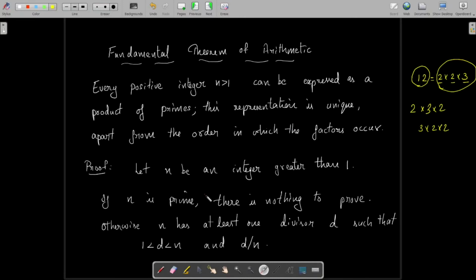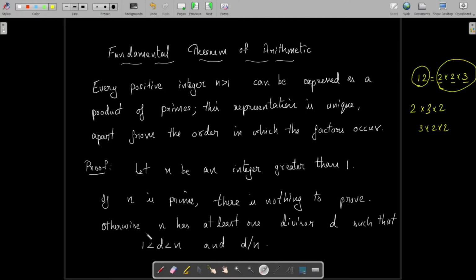So let us prove the theorem. Let n be an integer greater than 1. If n itself is a prime number, there is nothing to prove, because if we take n as 3 or 5, it is already a prime number. Here we can consider it as a product of primes. So trivially, there is nothing to prove.